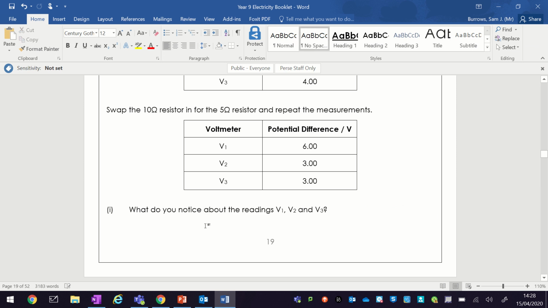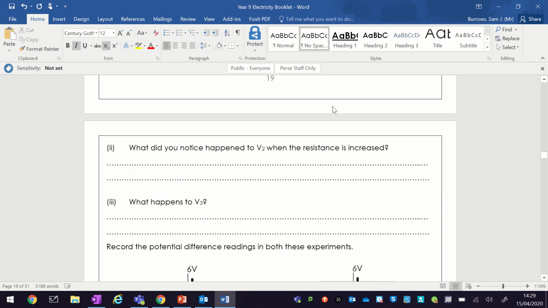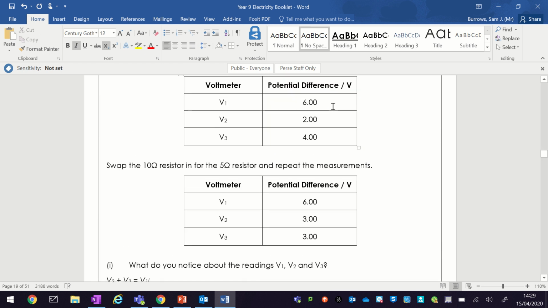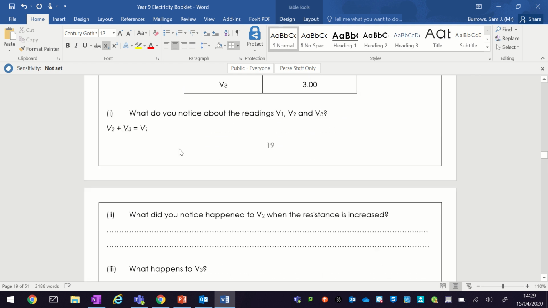So things to notice. If you look at both of these setups, you'll notice that V2 plus V3 are equal to V1. So 2 plus 4 gives you 6, or 3 plus 3 is 6. And the other thing you might notice is that the smaller resistor gets a smaller potential difference, because remember, this one was the 5 ohm and this V3 was the 10. So you can see that the bigger the resistance, the bigger the share of the potential difference it seems to get.